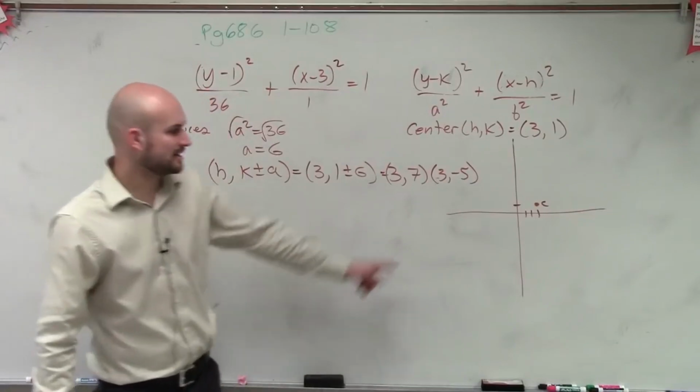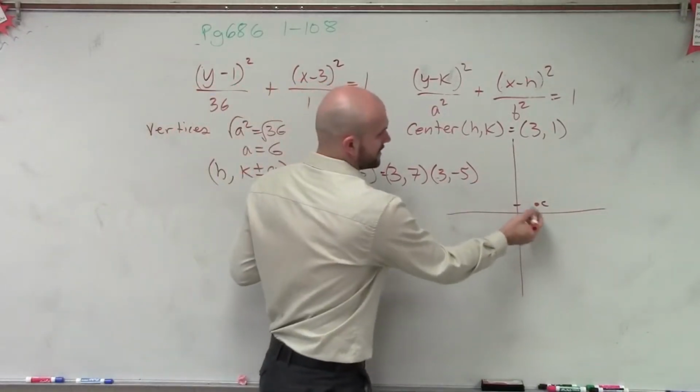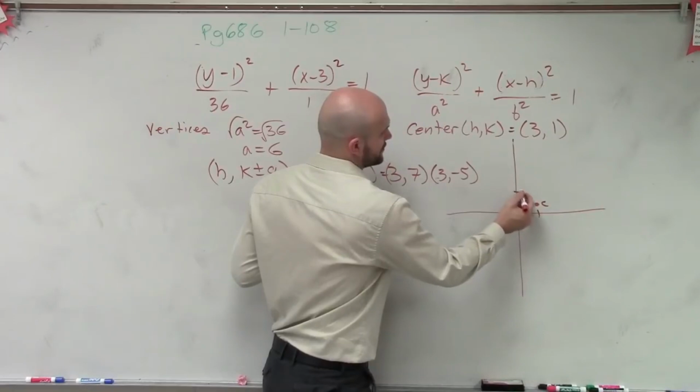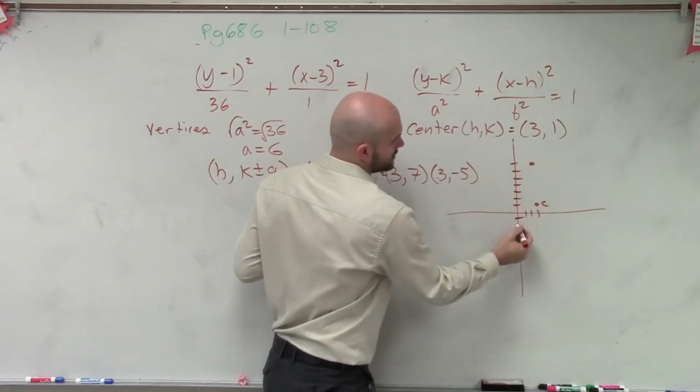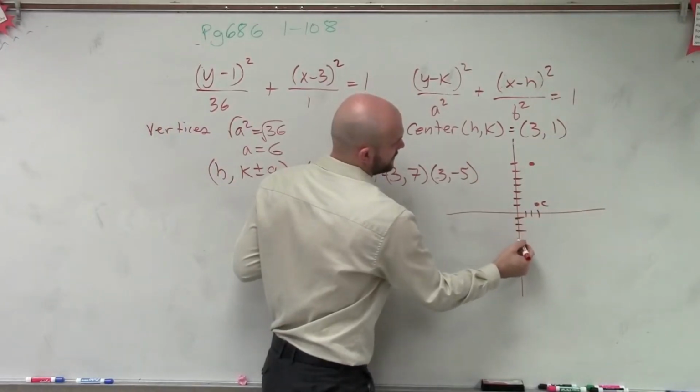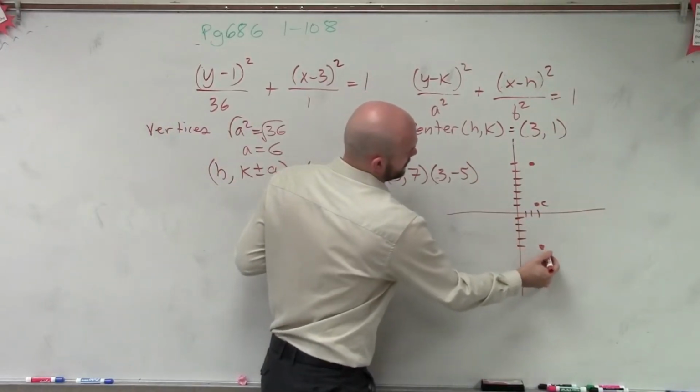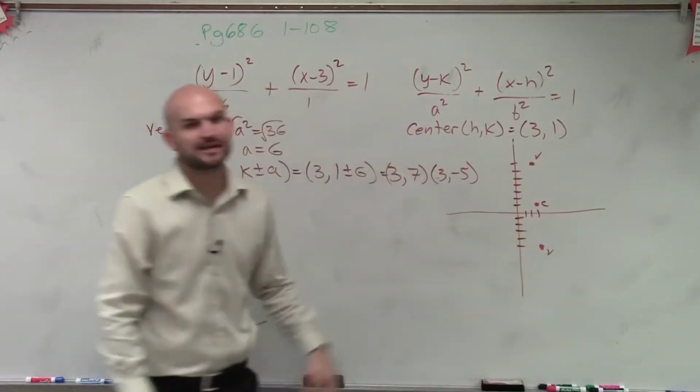Let's plot those points. Over 3, up 7: 1, 2, 3, 4, 5, 6, 7. Down 5: 1, 2, 3, 4, 5. So now I've plotted my two vertices.